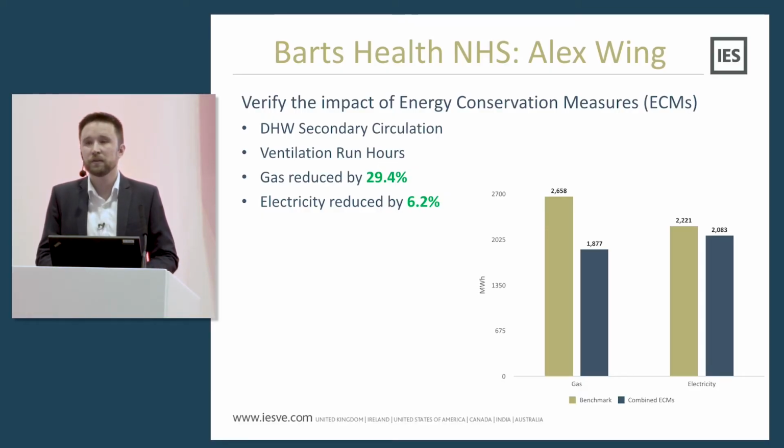So one of the things we used it for was to verify what savings had been made by the FM team at BARTS. The FM team at BARTS were making interventions on their own to try and improve operation at the building. And we were able to, by comparing simulated data against the real building, try and see how much has been saved by these interventions. So changes made to DHW, secondary circulation, and run hours on ventilation units, we could see that over a typical year saved around 29% of gas energy and around 6% in electricity for the whole building.